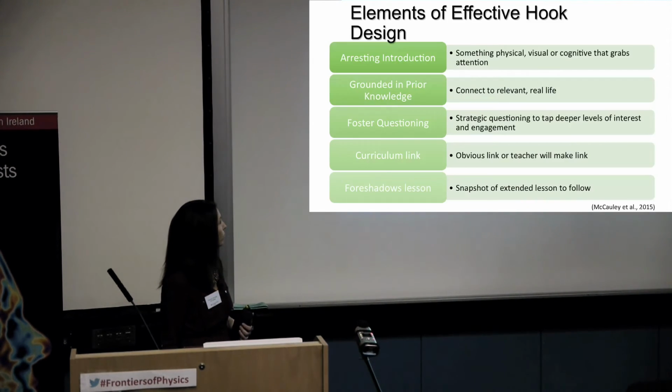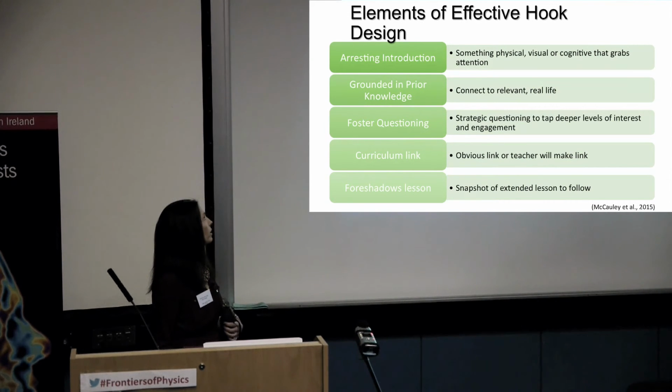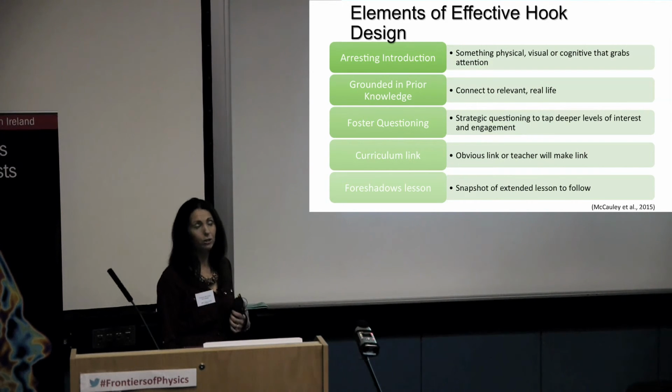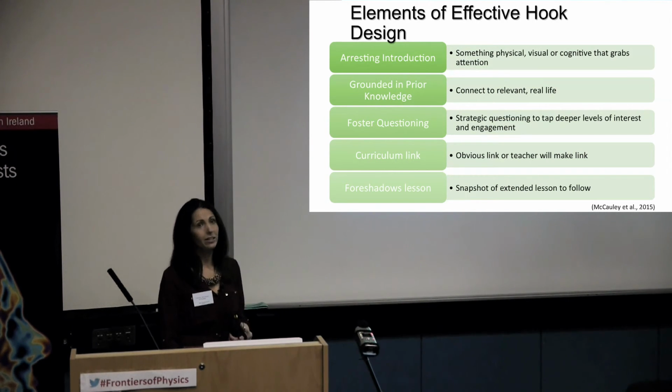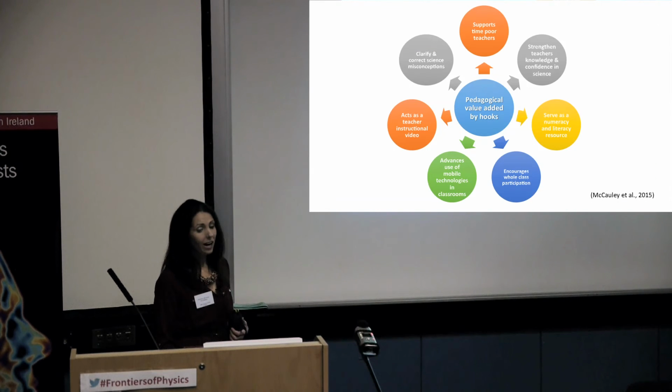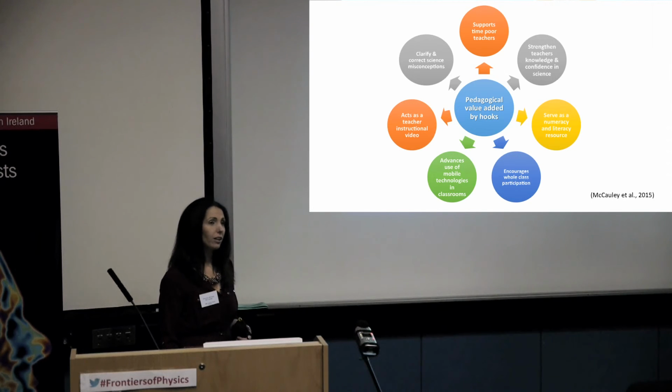We came up with what we felt would be the 5 effective elements of a hook, and they are to grab student attention at the beginning of class, to ground the hook in relevant everyday life, to foster questioning throughout the hook. They had to be connected to the curriculum, and also the hook would give a snapshot of the lesson that was to follow. And finally, we noted the pedagogical value that we felt these hooks could have to teachers in the classroom.